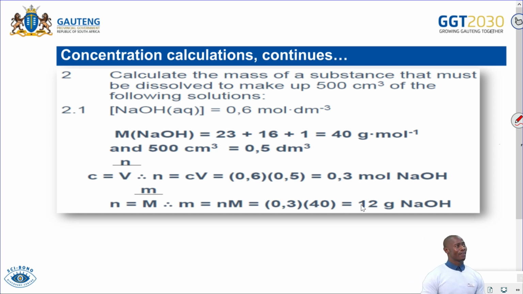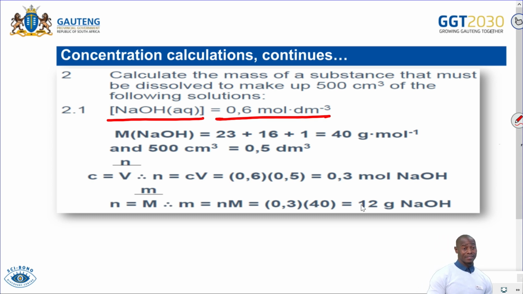Then these are other examples. Calculate the mass of a substance that must be dissolved to make up 500 cubic centimeters of the following solution. So it's a sodium hydroxide solution with a concentration of 0.6 mole per cubic decimeter. Sodium hydroxide is a strong base, which is corrosive. So it's a strong base, but we can dilute it, all right? If we dilute it, we add water. So this is dilute.